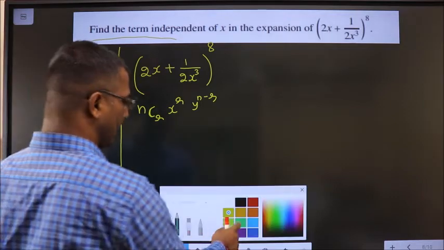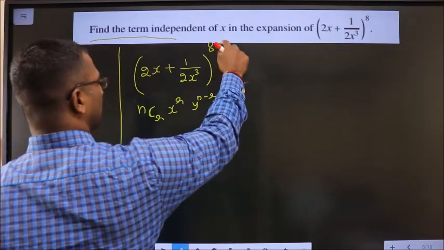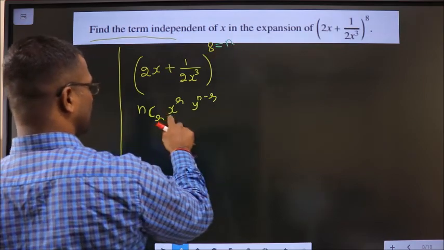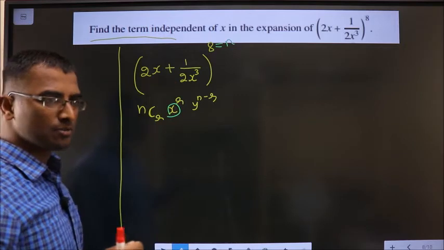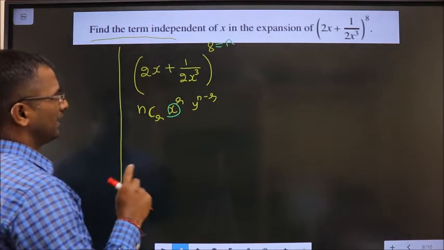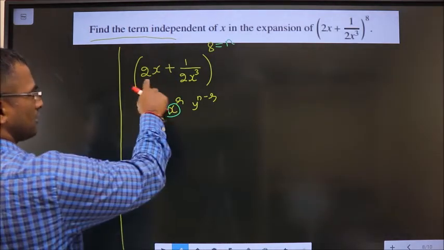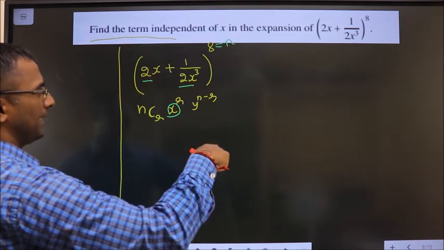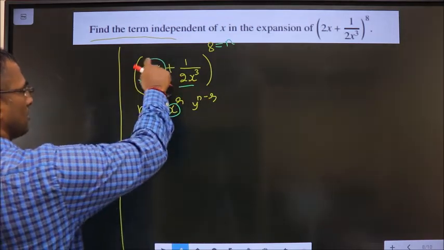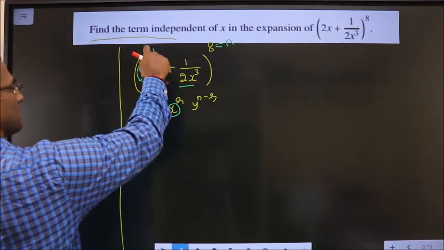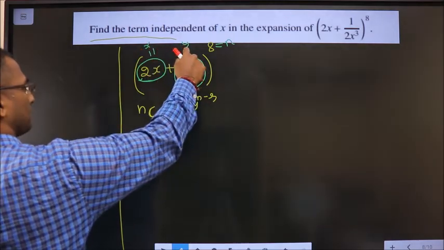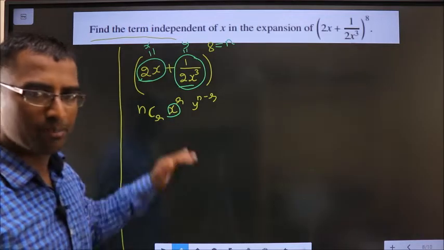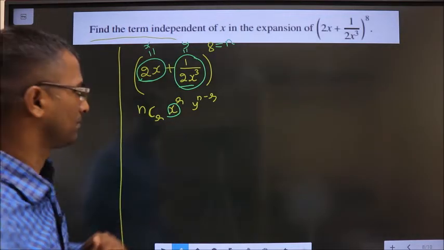And what is n here? The power will be n. And what is x? Inside the bracket, the x term should be considered for x. Here both of them have got x in them, so either one of them you can take to be x. If I take this to be x, the other left out should be taken for y. Okay.